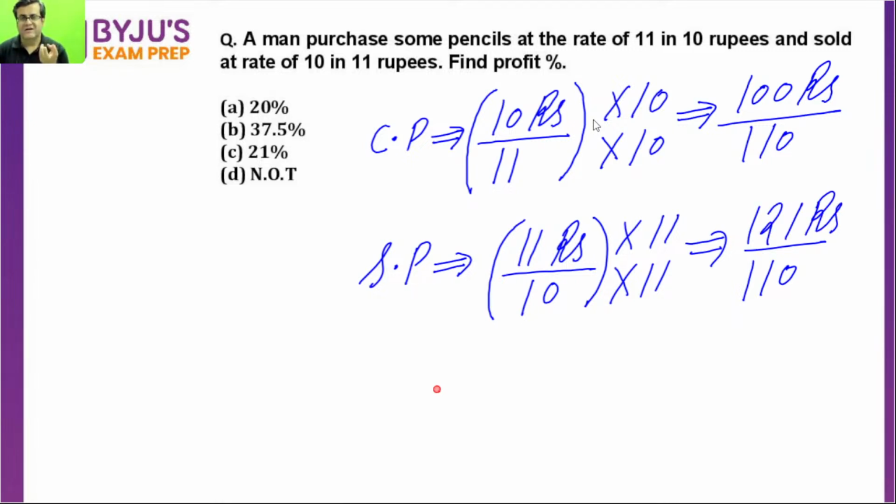Making number of articles equal, this is 110, 110. 100 rupees is the cost, 121 is the selling. So this is clearly visible. The only thing I told you is that you will have to make the number of articles equal.